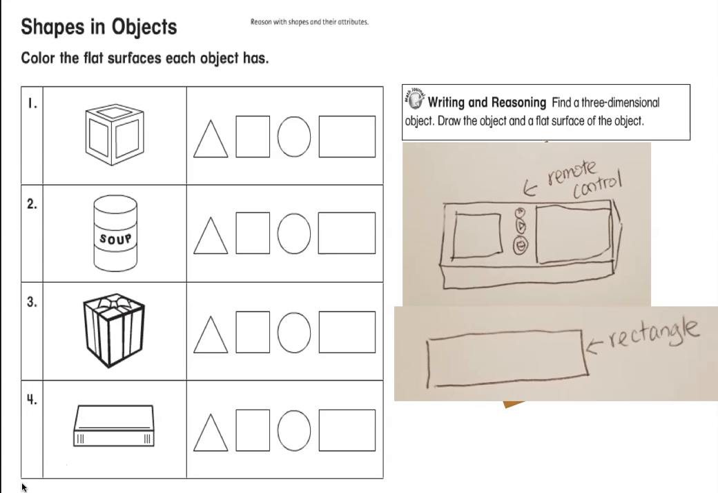Boys and girls, you will find your three-dimensional object at home. If you need help, you can ask a grown-up to help you. Once you finish writing and drawing, you can upload your work onto Class Dojo.